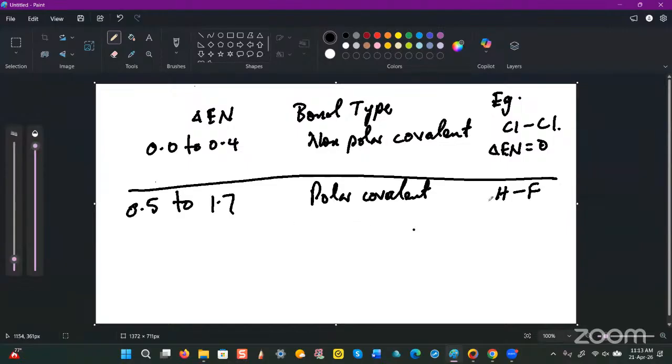So 2.1, 4.0. What's the difference between these two? What's that? 1.9? Ooh, hold on, that falls outside the range. Let me use a different example. I'm sorry. That's what will make me confused. I was like, I think it's out. Right. Use a different example.